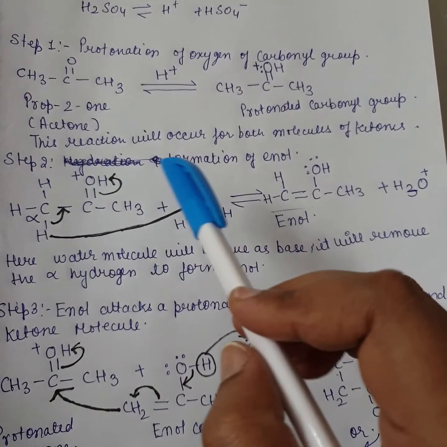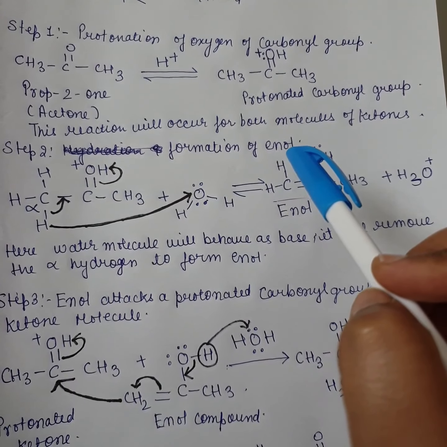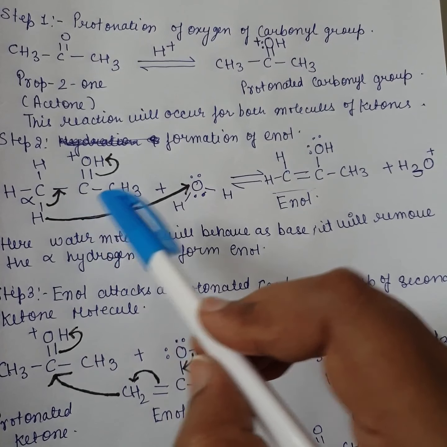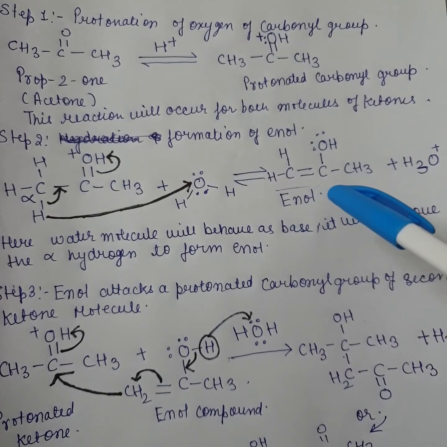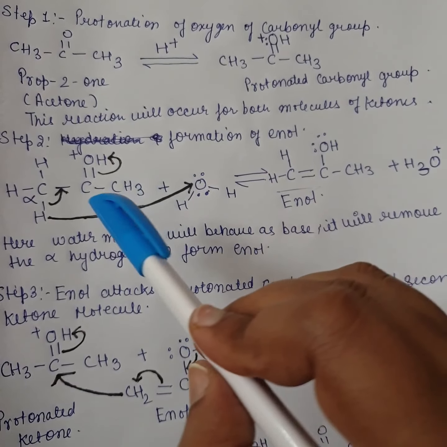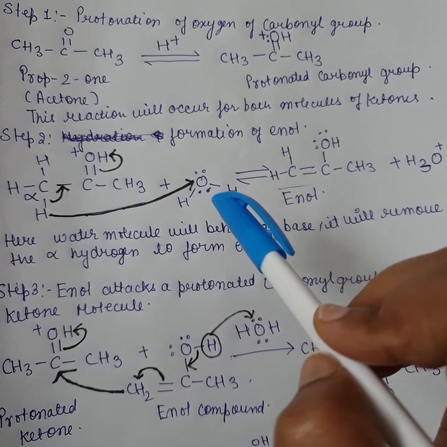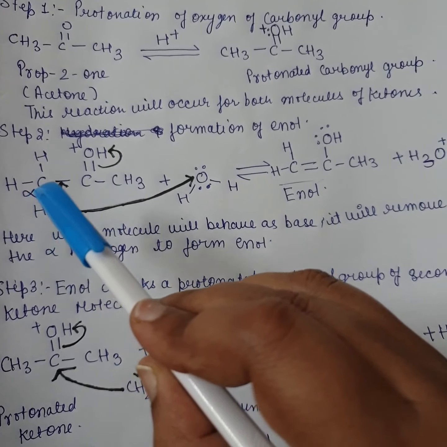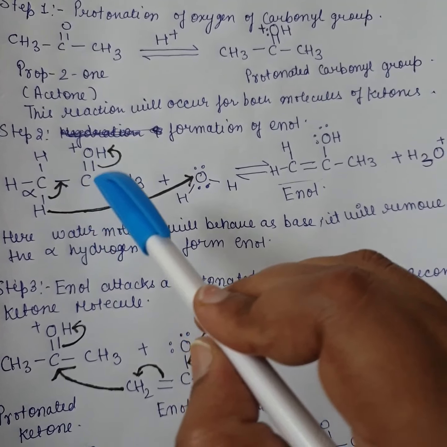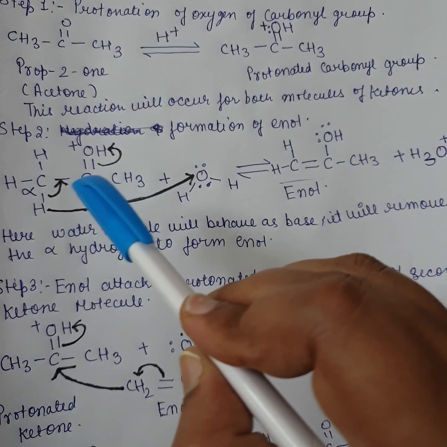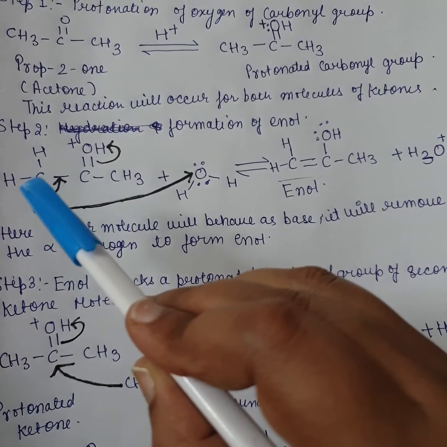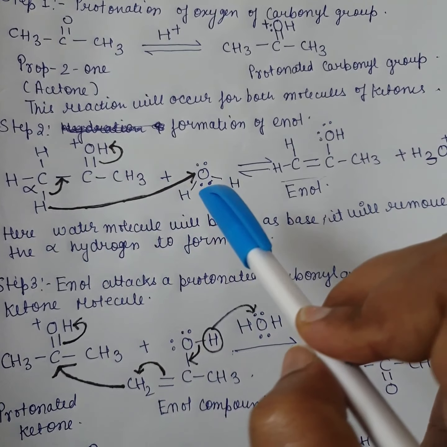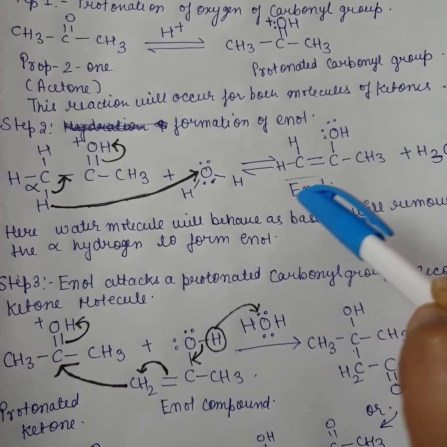Let's discuss the second step. It is the formation of enol. In the second step, when the protonated carbonyl compound reacts with a water molecule, the formation of enol takes place. When this protonated carbonyl compound reacts with water, the water molecule will abstract the proton from the alpha carbon. Here you can say this is your protonated carbonyl carbon and this is the alpha carbon. On the alpha carbon this hydrogen is present. This hydrogen is taken by the water molecule to form the enol compound.